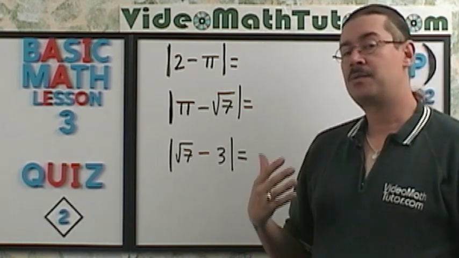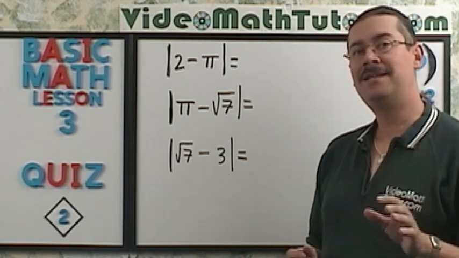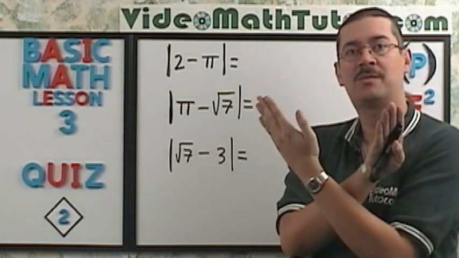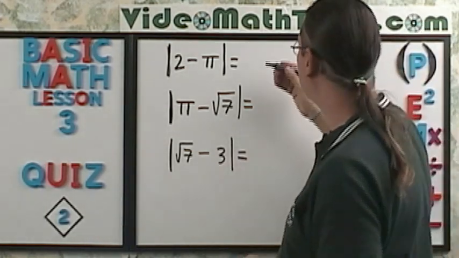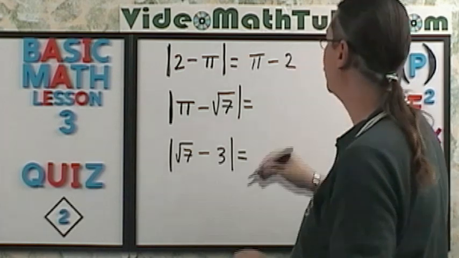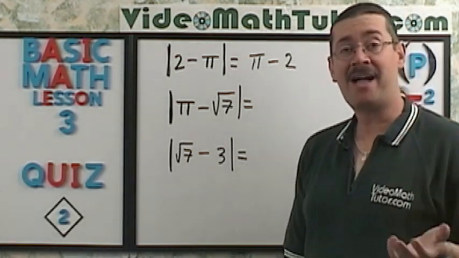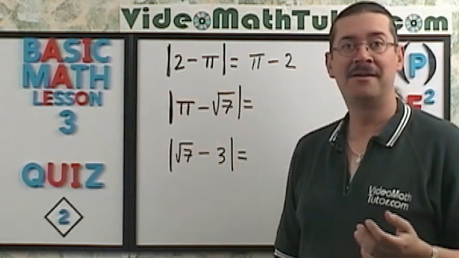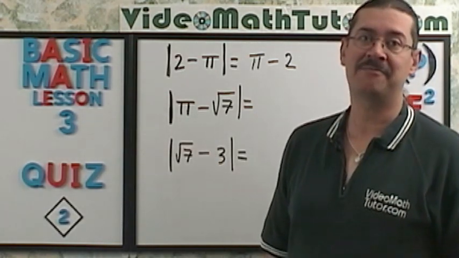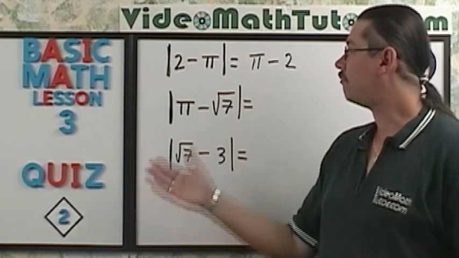But we want to write this without absolute values and we want a positive answer. So the deal is just kind of switch them around. So you're going to write the larger one first. Pi minus 2. See, that will give you the same value as 2 minus pi, but it'll be a positive value instead of negative, because absolute values must be positive. So that is our answer.